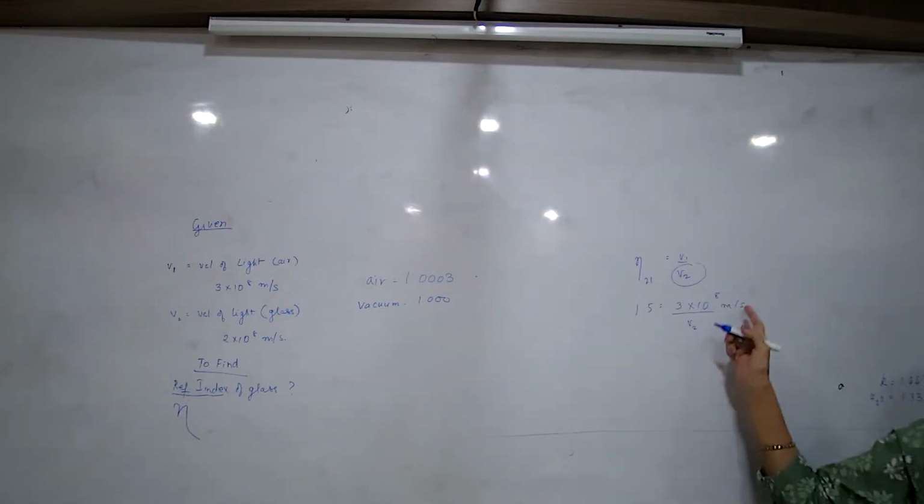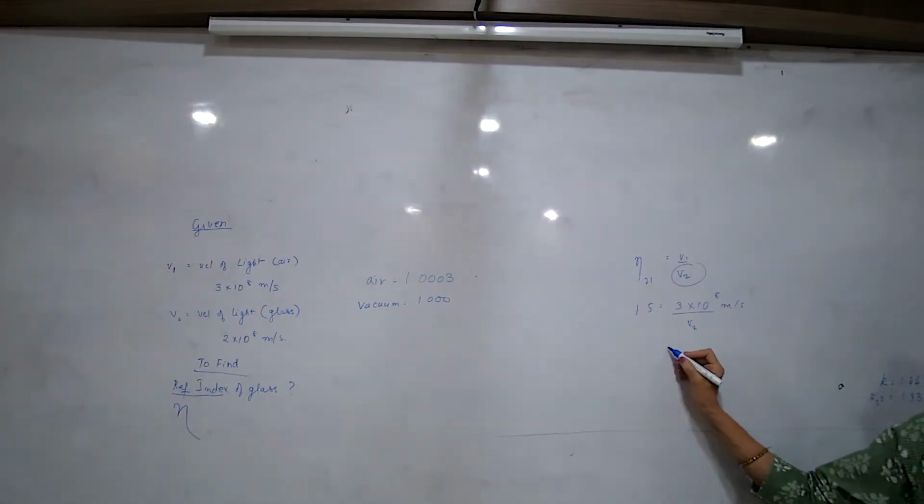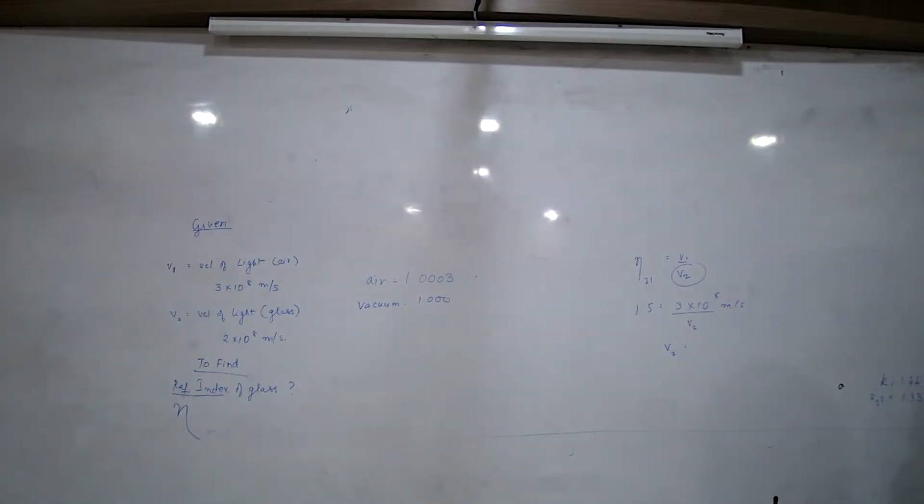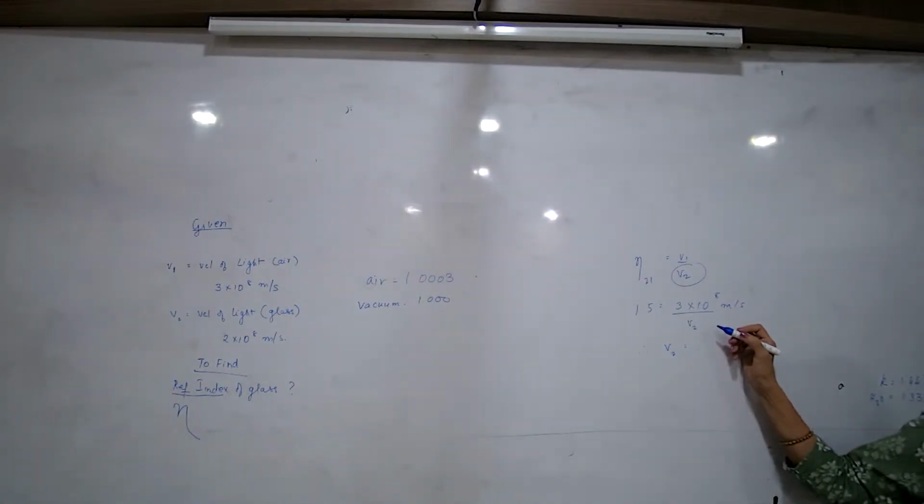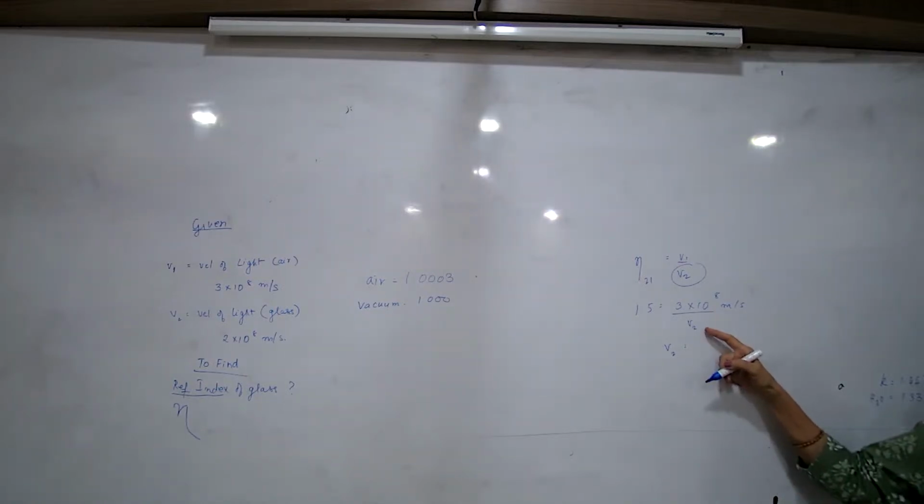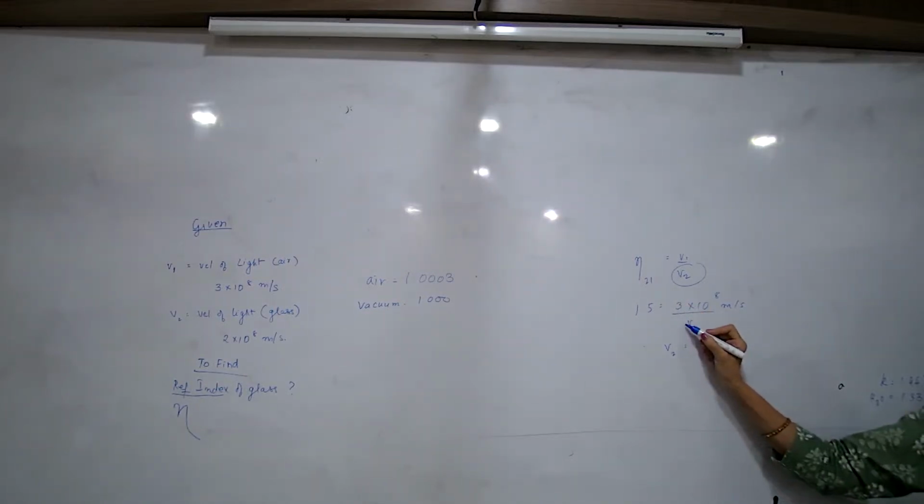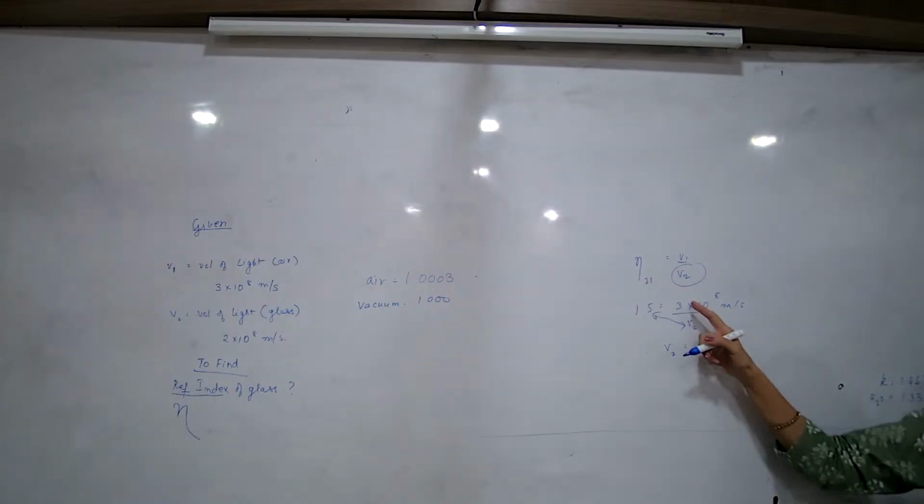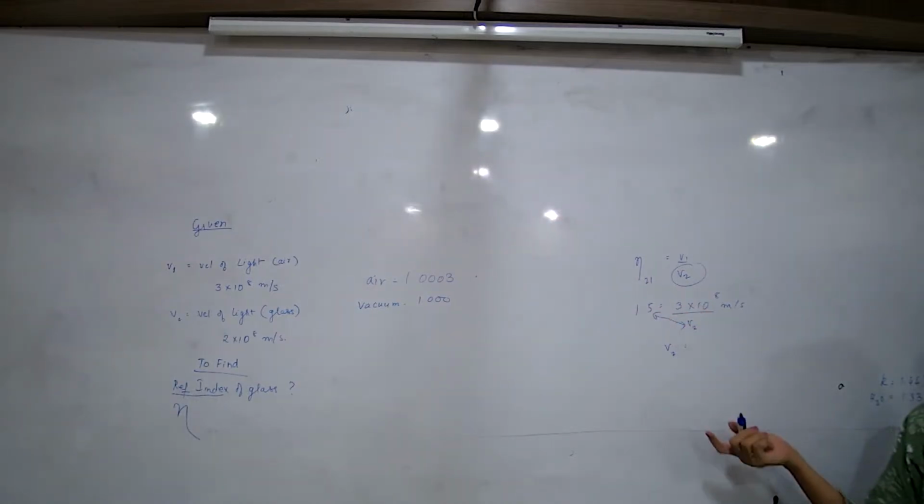Can we rearrange this formula? Therefore, what will you get? V2 is equal to how much? 2 into 10 raised to 8. That is because you have this one, right? So what will come here? You will have this here and this will come here. So it is 3 divided by 1.5. That will be 2 into 10 raised to 8. Just a rearrangement of your formula.